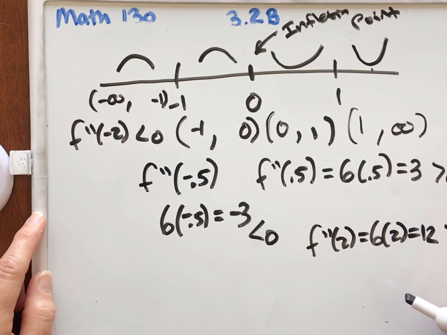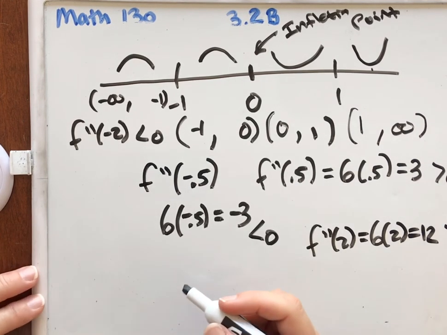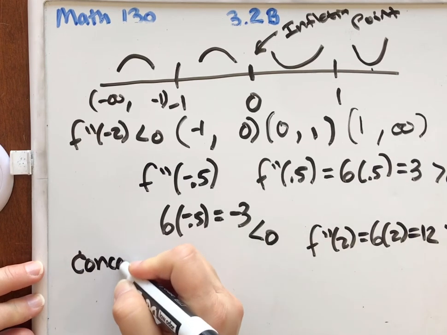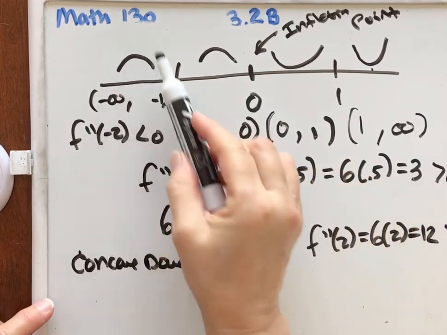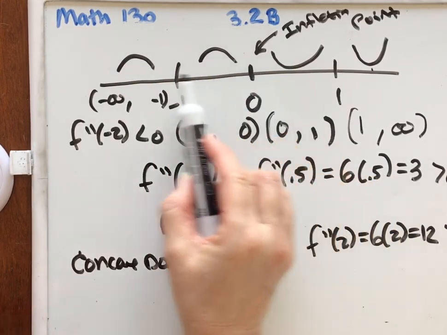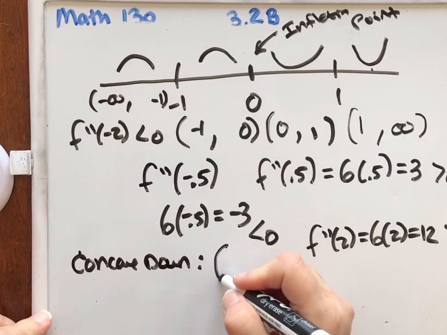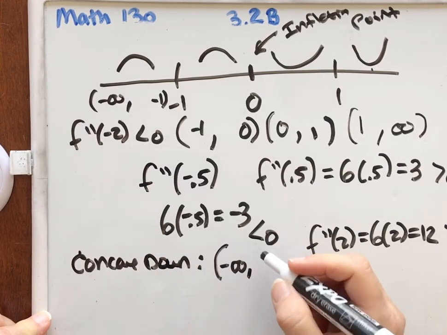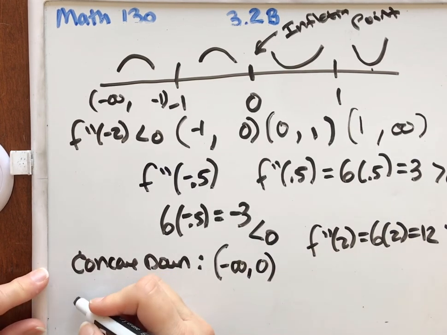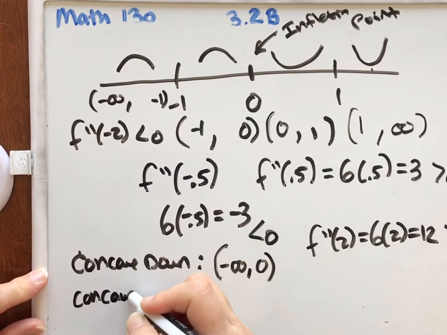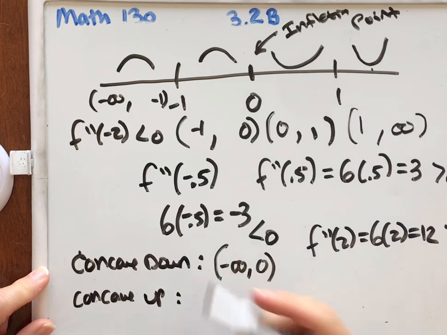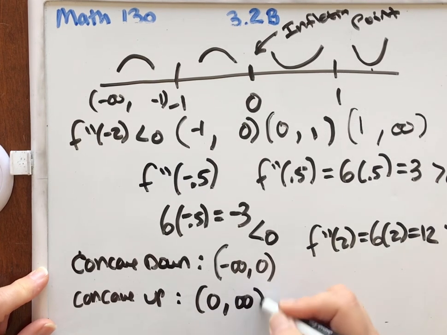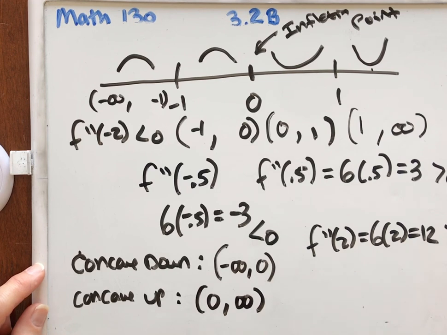So if we're now going to answer the question for concave down, this concaves down, so from -infinity to 0, f is concaving down. And now we're going to state where it concaves up. This is up and up, so from 0 to infinity, it concaves up. All right, one last part of the question I'm going to do in the next video.